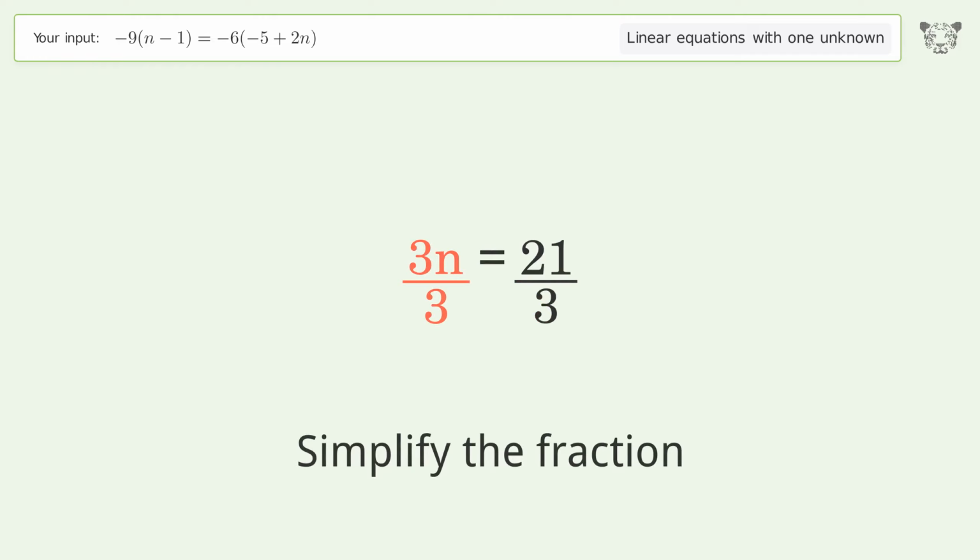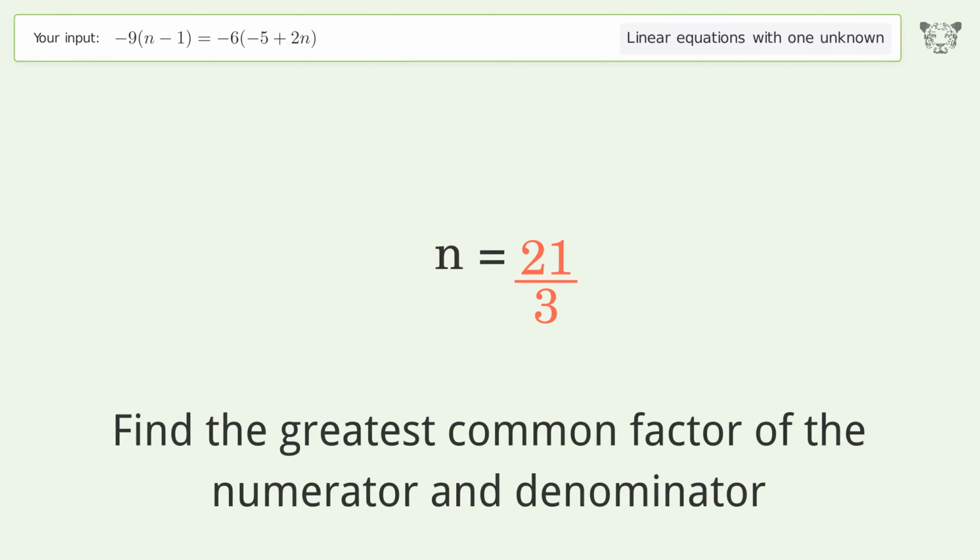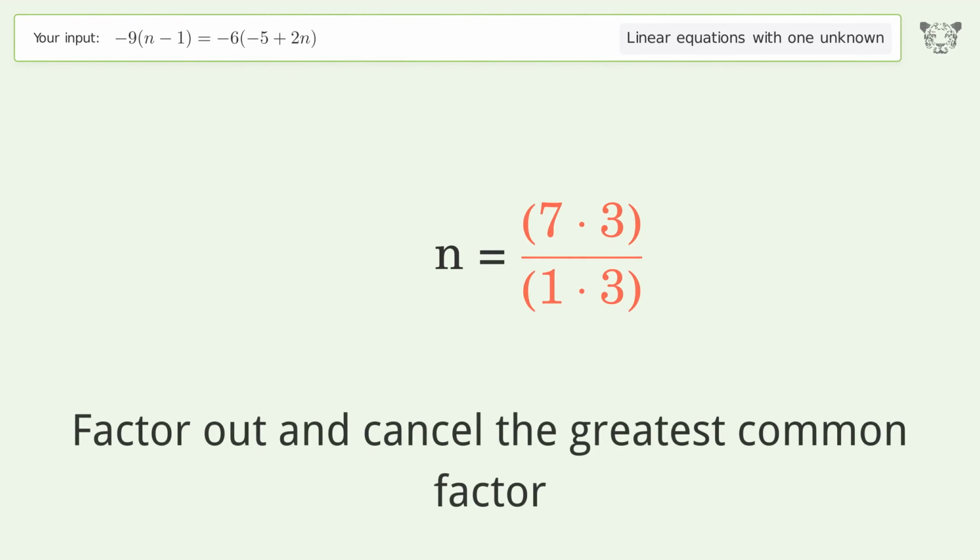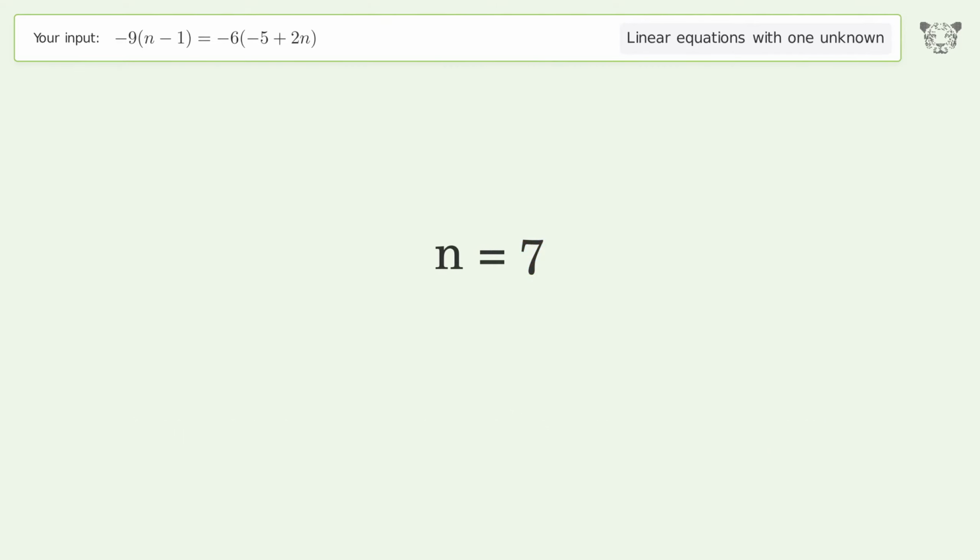Simplify the fraction. Find the greatest common factor of the numerator and denominator. Factor out and cancel the greatest common factor. And so the final result is n equals 7.